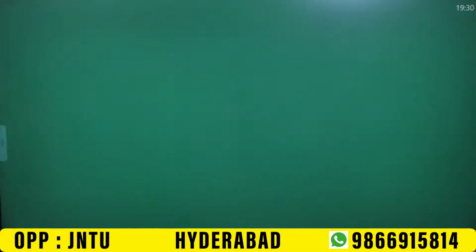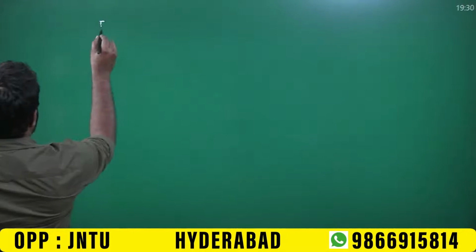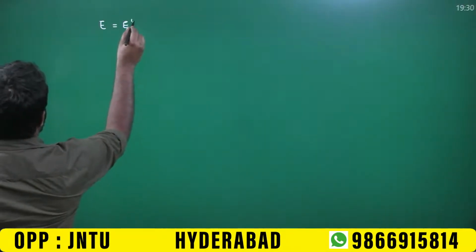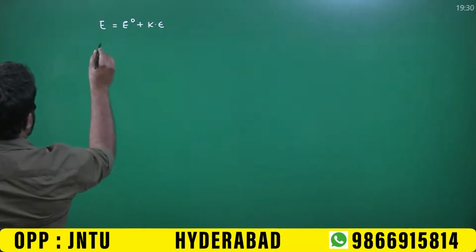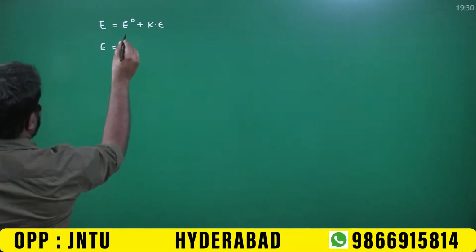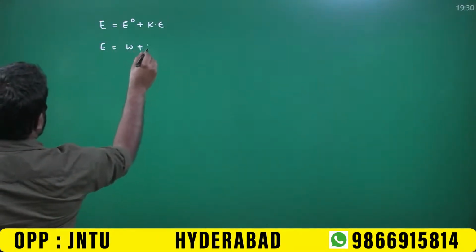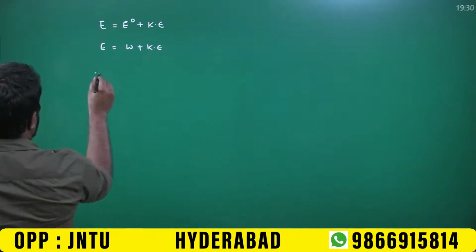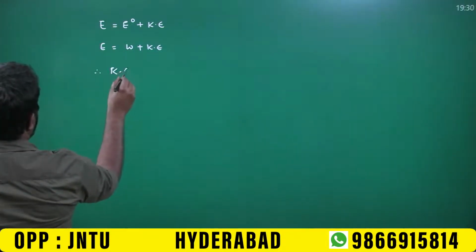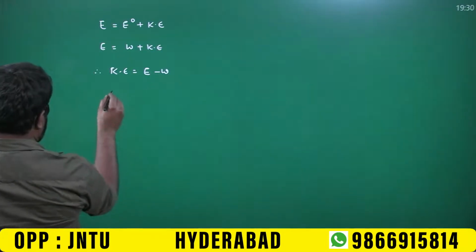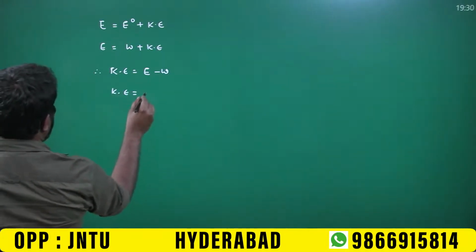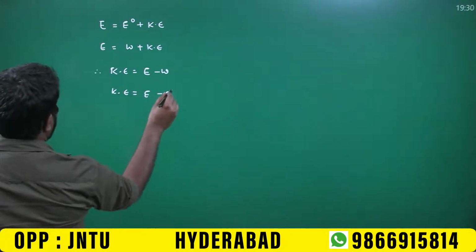E equal to E naught plus kinetic energy of electron. So E equals work function plus kinetic energy. Therefore kinetic energy equals energy irradiated minus work function, or kinetic energy equals E minus E naught.